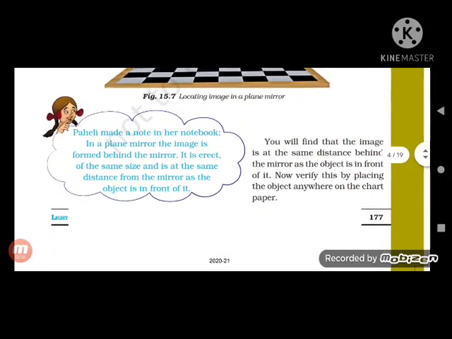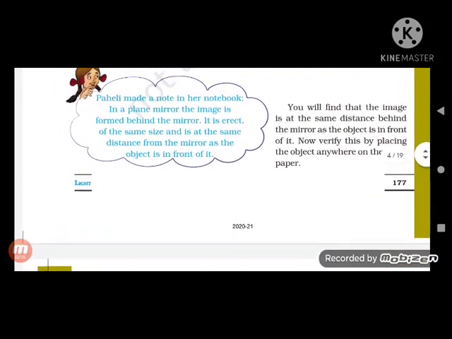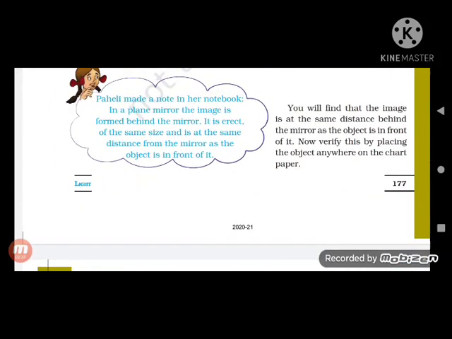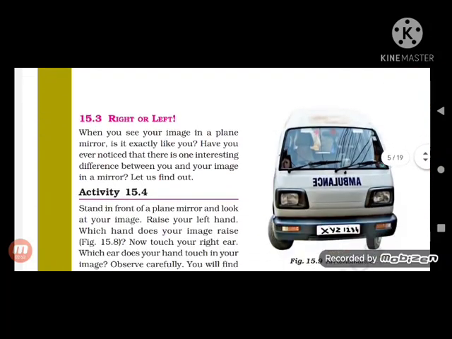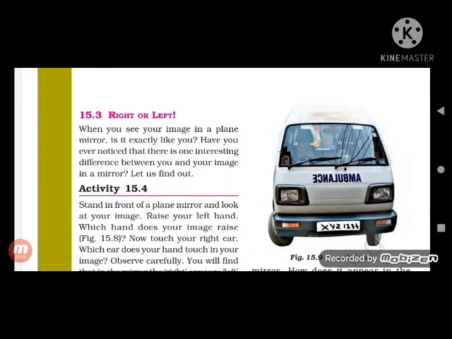Now Paheli made a note in her notebook. In a plane mirror, the image is formed behind the mirror. It is erect, of the same size, and is at the same distance from the mirror as the object is in front of it.